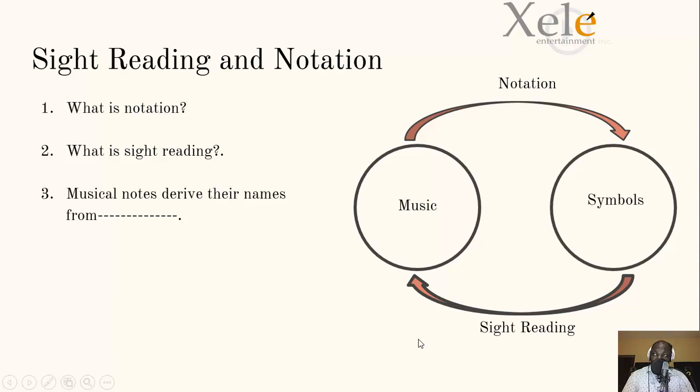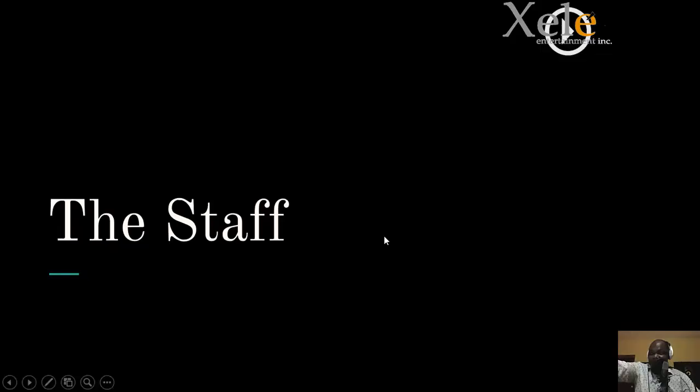Third question says, music notes derive their names from? Well, it's simple. They derive their names from the musical alphabets. Again, we know that the musical alphabets are A, B, C, D, E, F, and G.